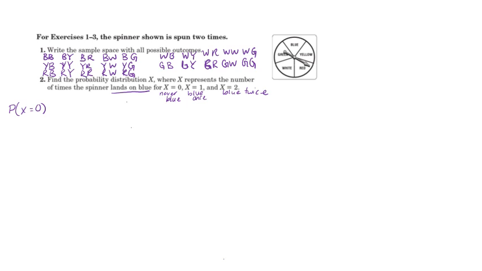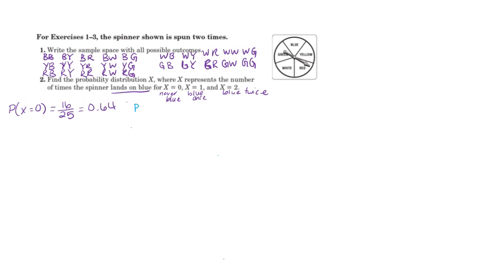So let's see. 1, yellow, yellow, that's 1. Yellow, red, 2, 3, 4, 5, 6, 7, 8, 9, 10, 11, 12, 13, 14, 15, 16 times that I didn't get a blue at all out of 25. Which, when I do 16 divided by 25, it's 0.64, so about 64% of the time.